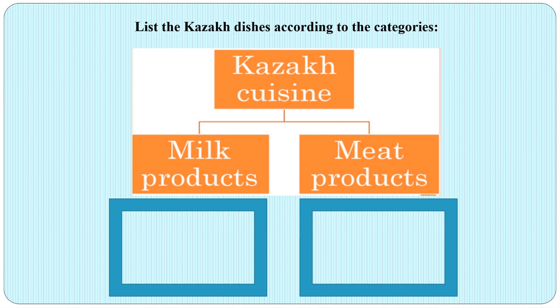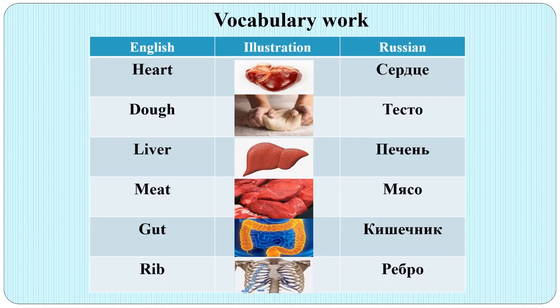Students, now let us work with vocabulary. Here you can see new words related to our topic. They are heart, dough, liver, meat, gut, and rib. Next to them, you can see their illustrations and the translations into your native language. Please read the words very carefully and try to pronounce them correctly.